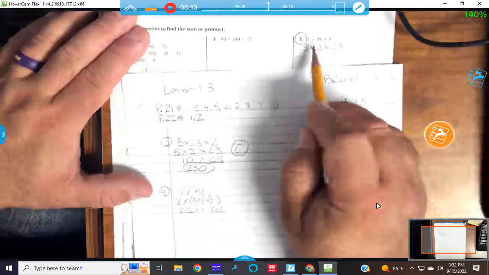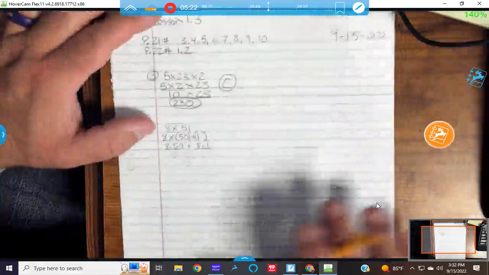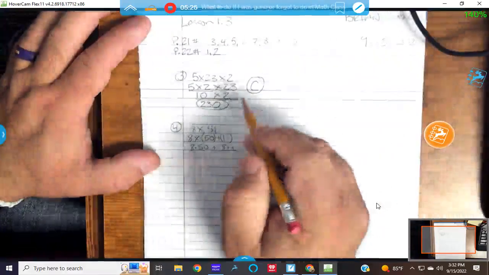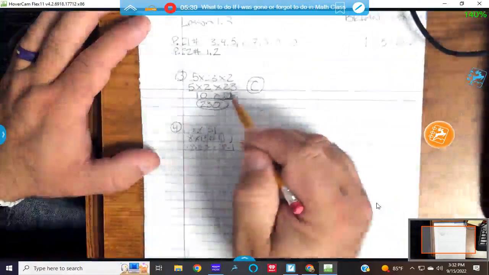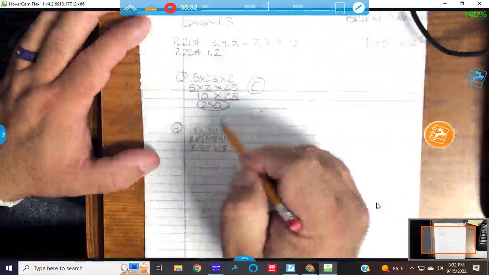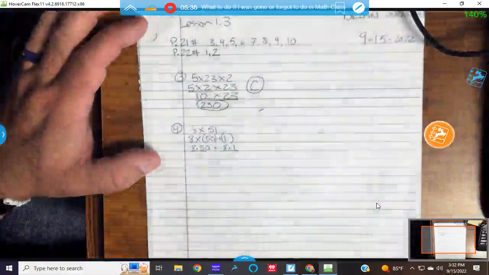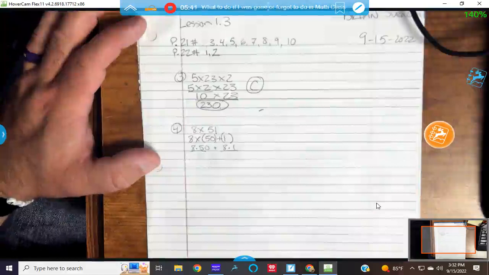So I know that my problem says 5 times 23 times 2. I'm going to use the commutative property to solve this. So I know I'm going to move the 2 and 23 around: 5 times 2 times 23. 5 times 2 is 10. I move my 23 down. 10 times 23 is 230. I use the commutative property because I know that I moved numbers. I didn't move parentheses, and I didn't distribute any numbers anywhere.